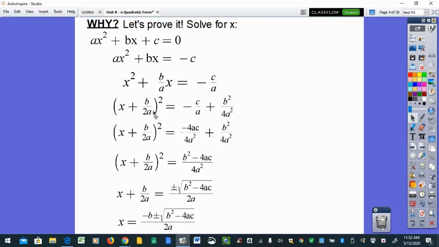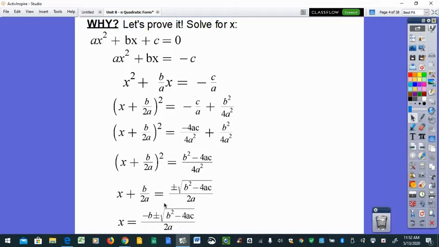So b squared over 2a squared gives me the 4a squared here. I need a common denominator, so this guy over here needs to be 4a squared, so I'm going to multiply top and bottom by 4a to get the bottom to be 4a squared. B squared minus 4ac, you're going to see that on the top, all over 4a squared. I'm going to undo squaring by taking the square root. Don't forget, that will give you a plus or minus. B squared minus 4ac. And the square root of 4 is 2, and the square root of a squared is a. And then I'm going to subtract this, which would give me a negative b.